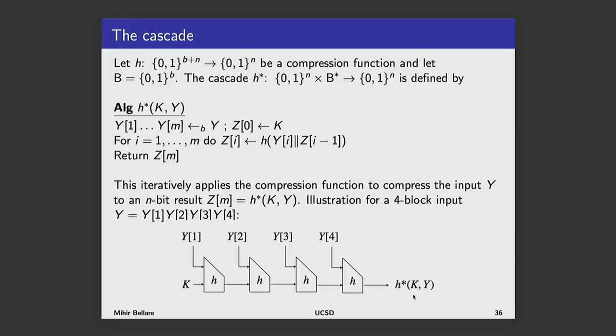This is actually not the hash function. This is what we call the cascade, which we denote H star. The k here is an input to it, and this is just the code that shows you what the picture does. So this is a way to take a string whose length is a multiple of the block length and bring it down to n bits.